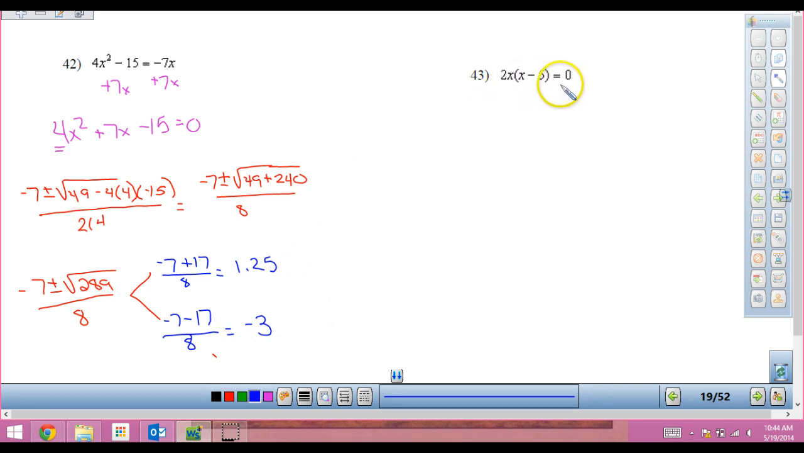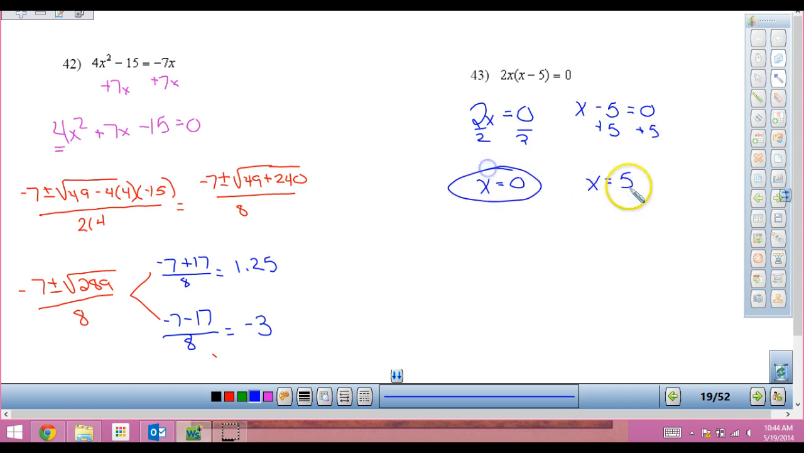43, nice and factored for us, so I can set them both equal to 0. 2x equals 0, x minus 5 equals 0. This one I've got to divide by 2, so x equals 0. This one I add 5, x equals 5. And those are our two answers.